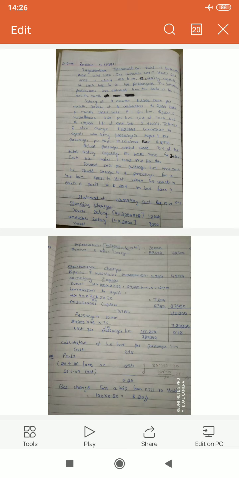To repeat, 4 buses with occupancy, it is wrongly written as 40 kilometers. It is not 40 kilometers, it is written as KMS, but in fact it is 40 passengers. You take it down as 40 passengers. 4 buses into 40 passengers into occupancy 75%.